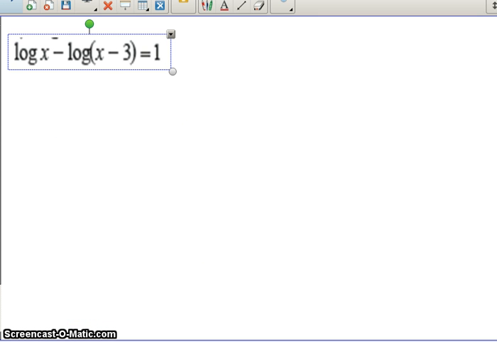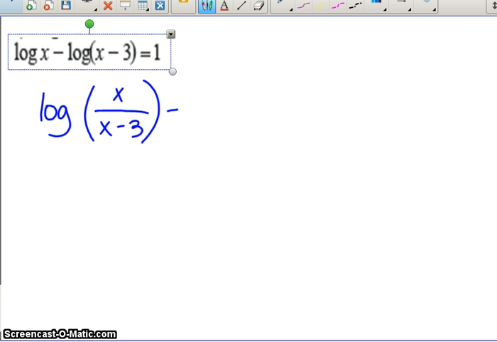The last example is one where we are using laws of logarithms to solve an equation. We have log base 10 of x minus log base 10 of x minus 3 equals 1. That's why it's important that we review those logarithm rules. If we are subtracting two logs, then we can combine them using division. Log of x over x minus 3 equals 1.